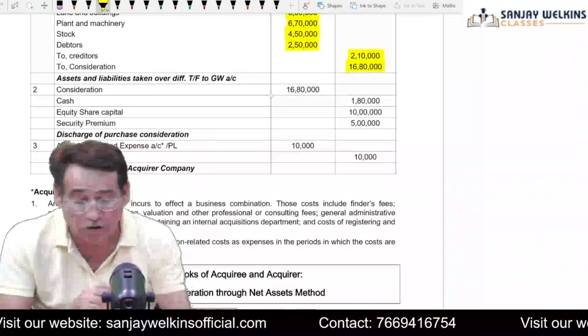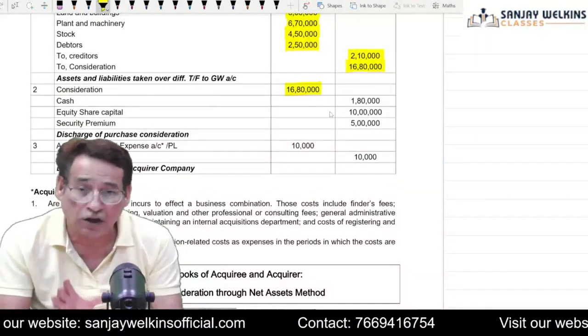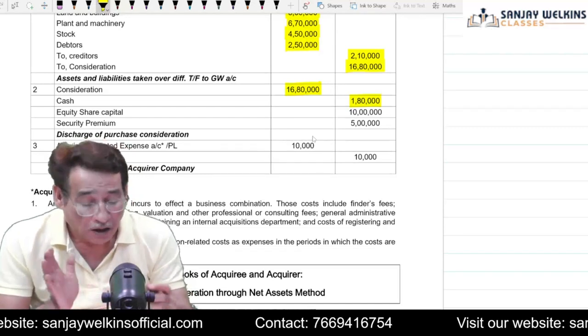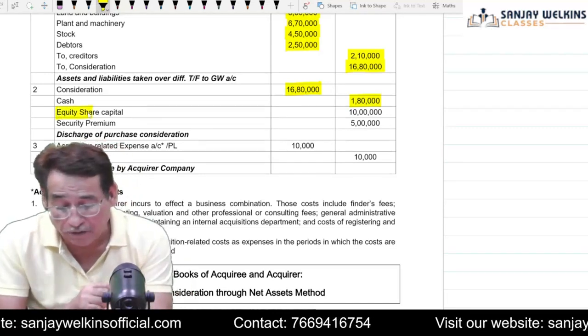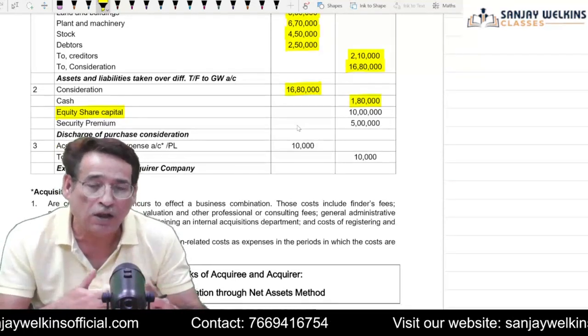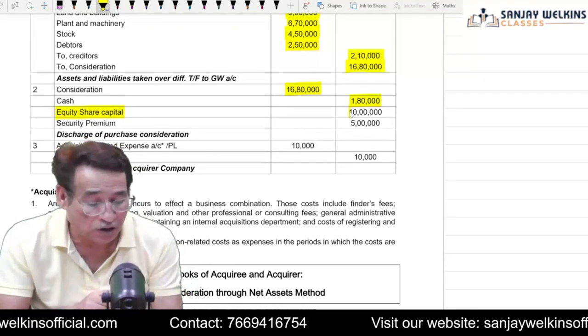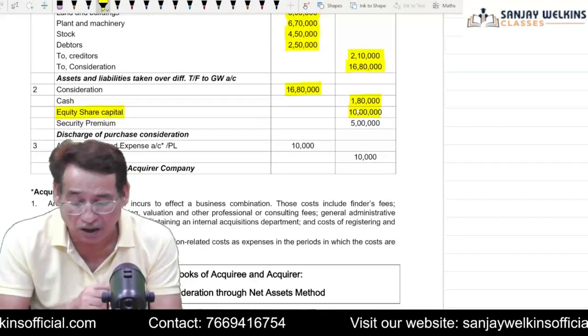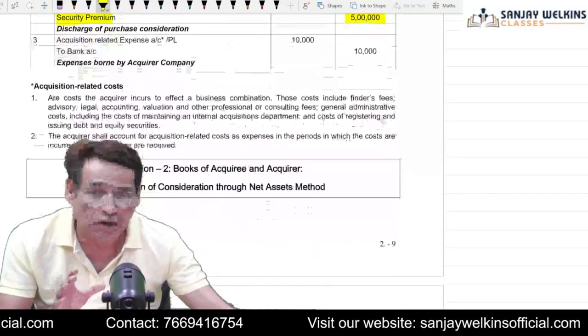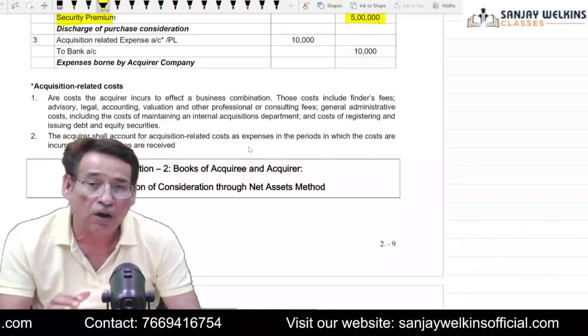Then you will pay off the consideration. Account debit. You will write here "To Cash" 1,80,000. Now, you will write here "To Equity Share Capital", but right here, because now you are the issuing company, you will have to mention the face value, 1,00,000 shares of 10 each, and you will mention the securities premium separately. Now, if there is some acquisition cost, correct?